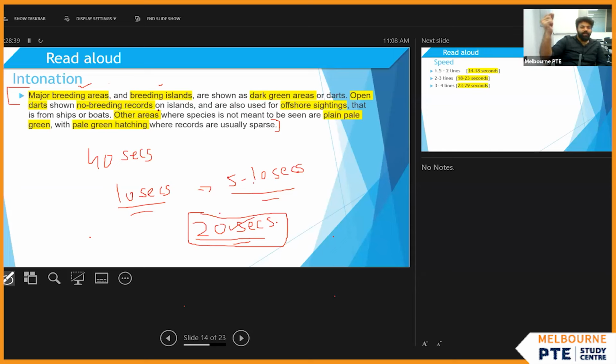Like let's just say if I take the second line, I said it as: open dots show no breeding records on islands and are also used for offshore sightings, that is from ships or boats. So I just broke my flow and then I continued. Okay, and wherever you have a full stop, just a very brief one second pause, not more than that. Like I'm saying it as: are shown as dark green areas or dots. Open dots show no breeding records, that's it, not more than that.